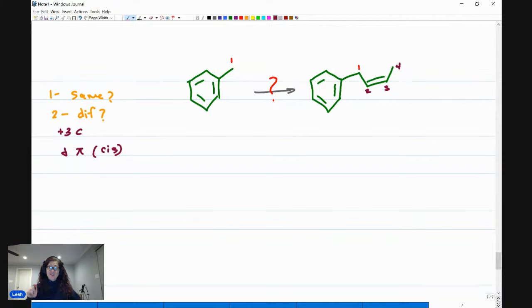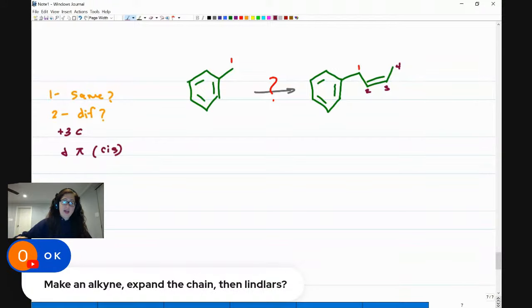And that pi bond was not accidentally drawn as a cis. We have to make sure the product goes cis. So where do I begin something like that? First of all, I have to consider how to add carbons to the chain. In Organic Chemistry 1, the most direct way is to add an alkyne for chain elongation. And then I want to make sure I reduce it the right way.